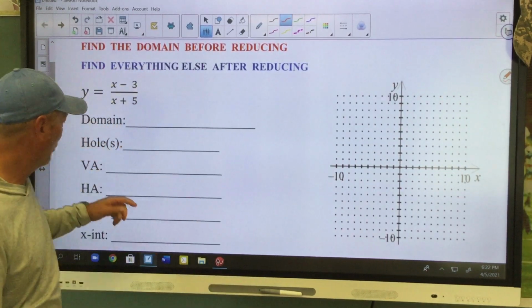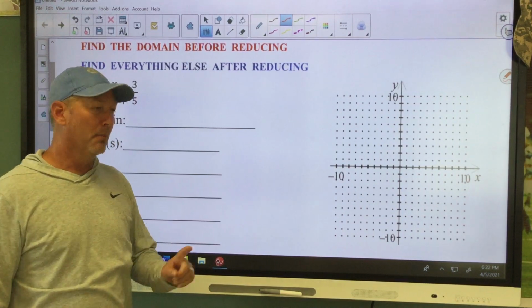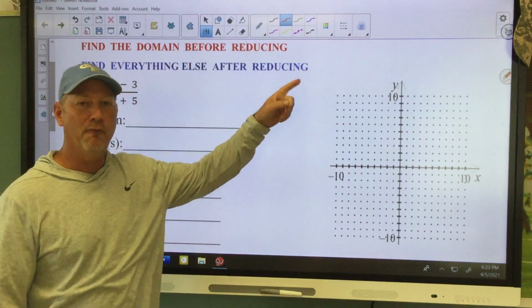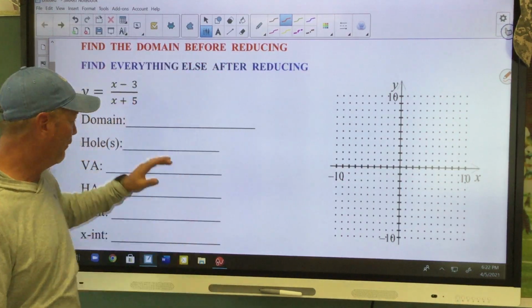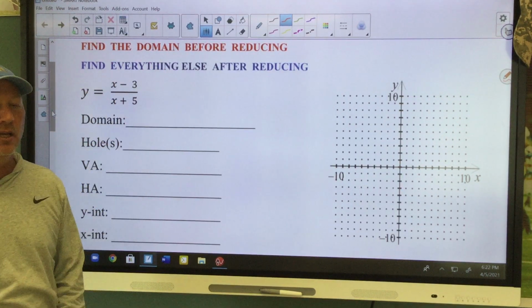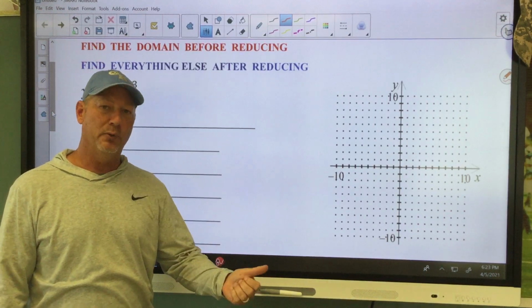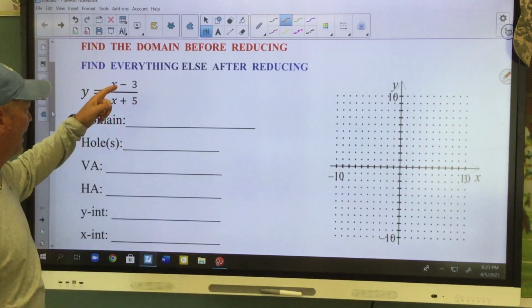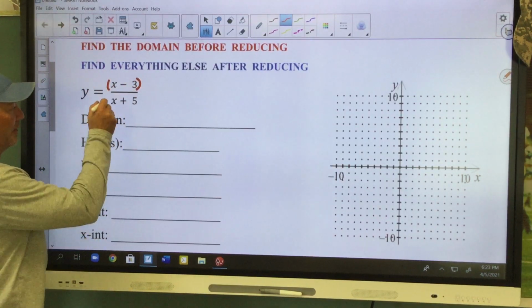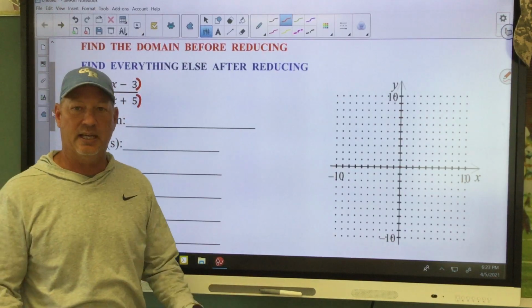Okay? We have a few things that we're going to have to find along the way when we do this. But the first thing I'm going to ask you to do is find the domain before we reduce. Everything else we're going to find after we reduce. The domain is the only thing that we're going to find before we reduce. In this case, that minus sign holds that together, that plus sign holds that together, so we're not going to reduce anything as far as that goes.